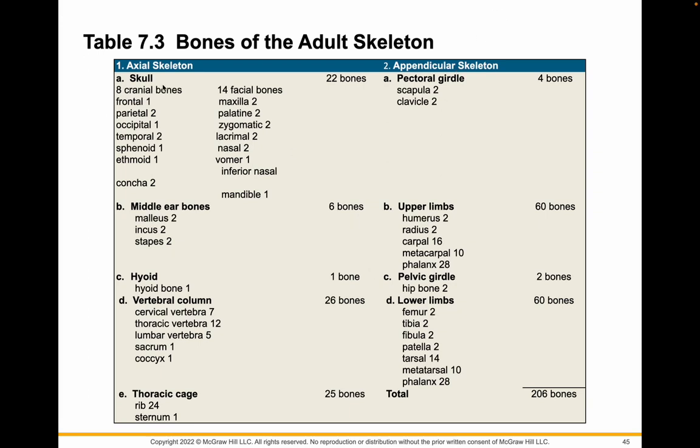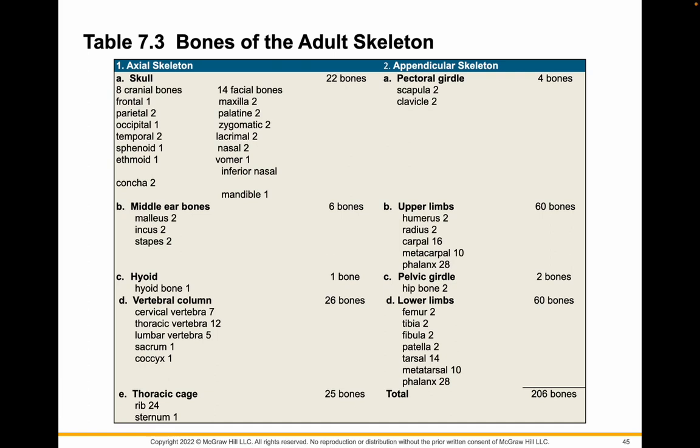The skull in itself has 22 bones total: 8 cranial bones and 14 facial bones. The middle ear bones, you have 2 of each: the malleus, the incus, and the stapes, the small bones in the ear. Your one hyoid bone floats; it's the only floating bone. It does not articulate with another bone.